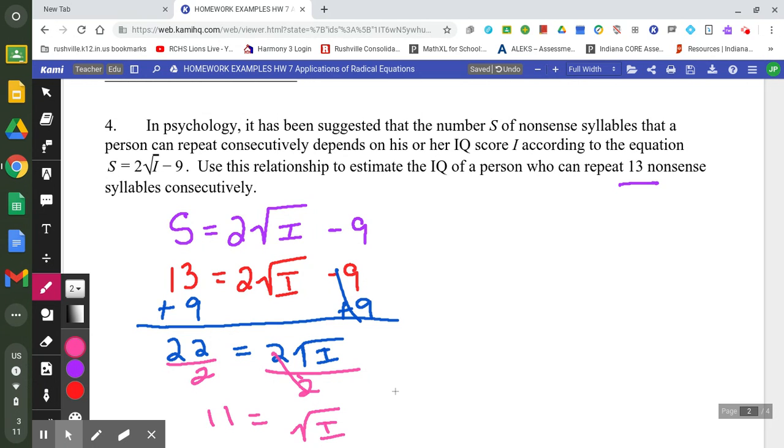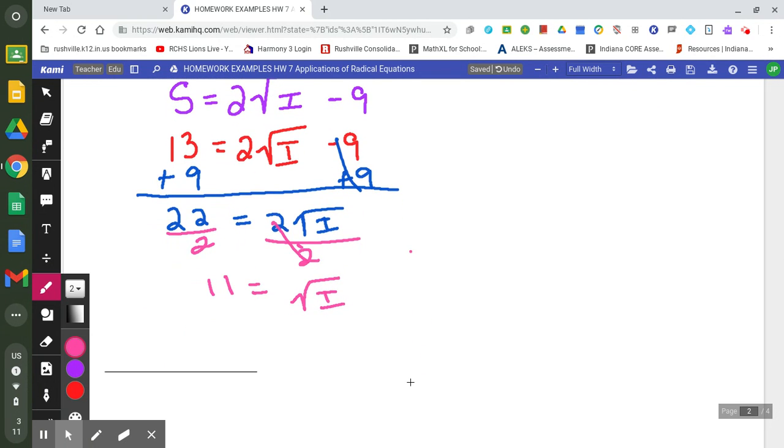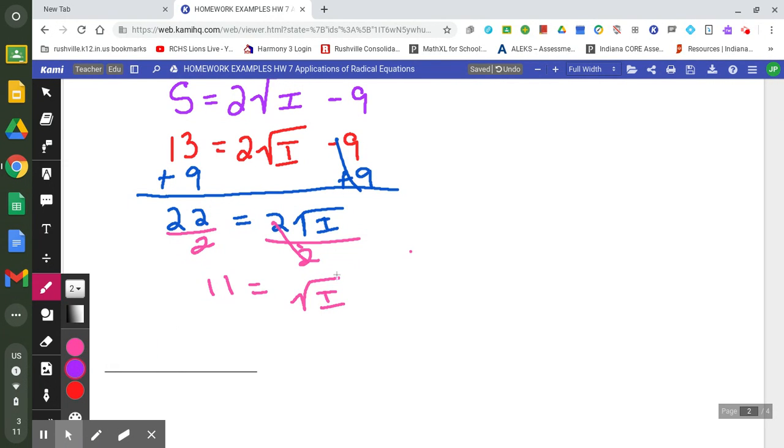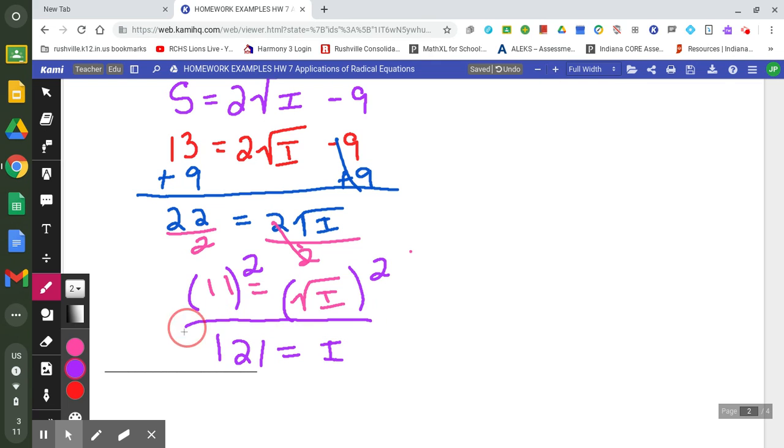And now my radical is isolated, but I still have the radical. So I need to, since it is a square root, square both sides of the equal sign. So 11 times 11, 121 equals, and then when we squared the square root, we get rid of the radical. So I is 121.